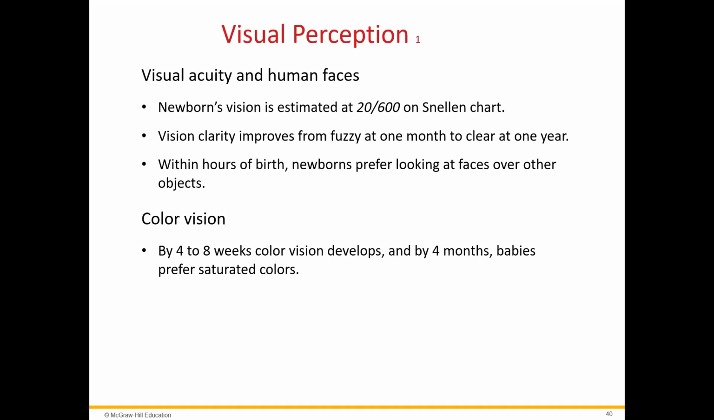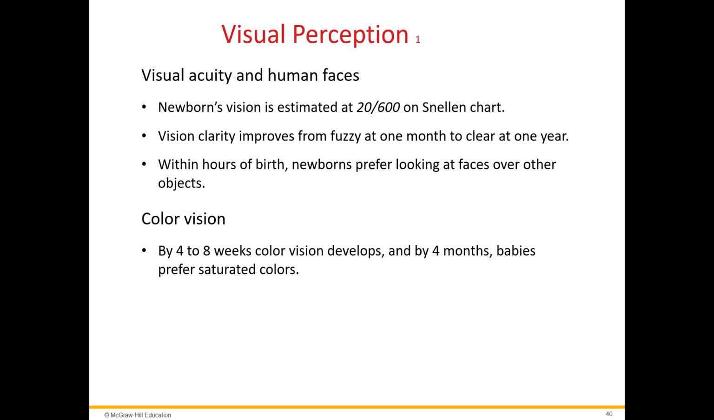Just to put it in perspective of how bad this initial vision is, we consider 20/200 as being legally blind. So this baby is basically legally blind at birth, even though they are seeing very fuzzy, distorted images. But it develops rapidly, as this next point makes. It improves from fuzzy at 1 month to clear at 1 year. So within the first year, their vision develops rapidly. We'll see an example on the next slide coming up.